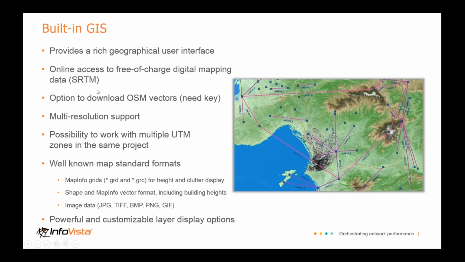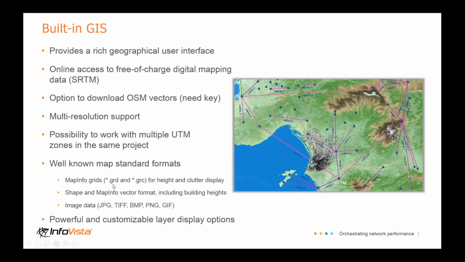Okay, you also get the option to download OpenStreetMap vectors if you want that. We support multi-resolution. That means you can have data, terrain, or clutter for 5 meters, 100 meters, 30 meters in the same project. There's no limitation on how many resolutions you can handle. Ellipse will take charge of that and will make sure that you're using the highest resolution at every location if they happen to overlap.